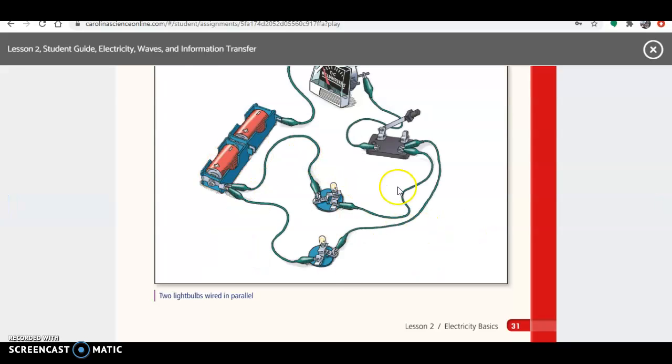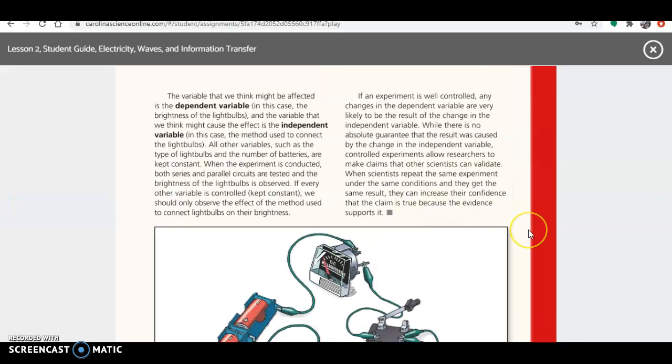So still in series in the diagram. It says the variable that we think might be affected is the dependent variable. In this case, the brightness of the light bulbs, because the dependent variable is the variable that we can measure, and we're measuring how bright the light bulbs get. And the variable that we think might cause the effect is the independent variable. In this case, the method used to connect the light bulbs is our independent variable. So the methods are whether it's in series or whether it's in parallel. All other variables, such as the type of light bulbs and the number of batteries, are kept constant.